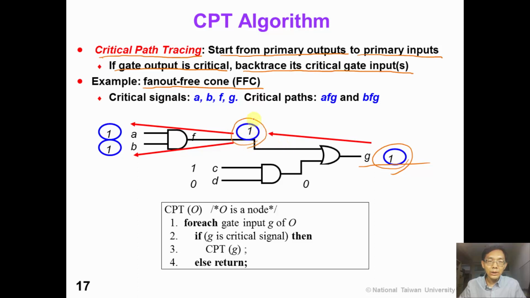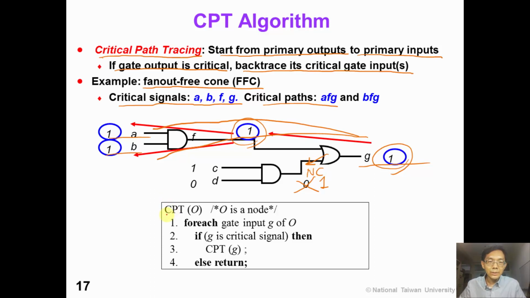This one is a critical signal, and for this AND gate, both A and B are critical signals. So we have 4 critical signals, A, B, F, G, and we have 2 critical paths, A, F, G, and B, F, G. This is not critical, since if we flip this to 1, the output won't be changed. So this is non-critical. So we don't have to trace along this non-critical signal.